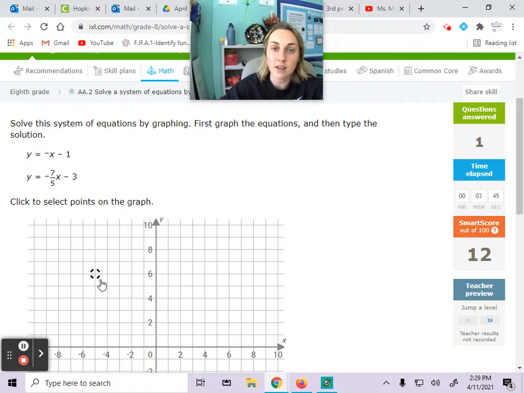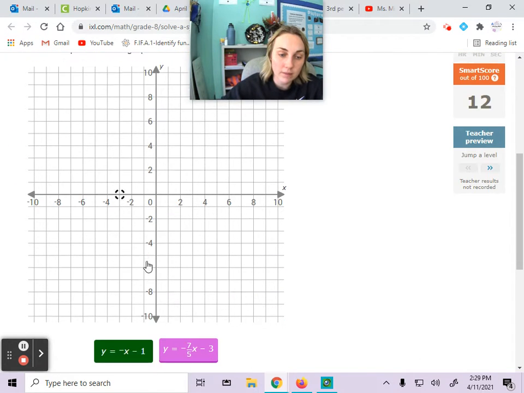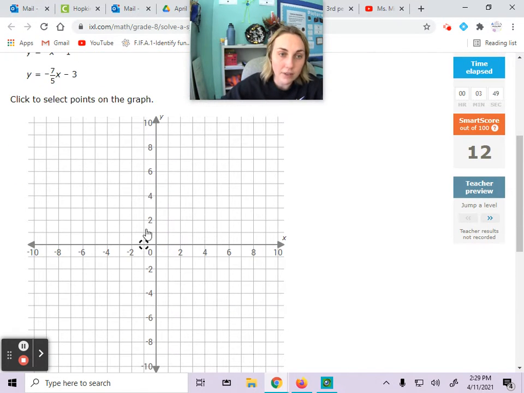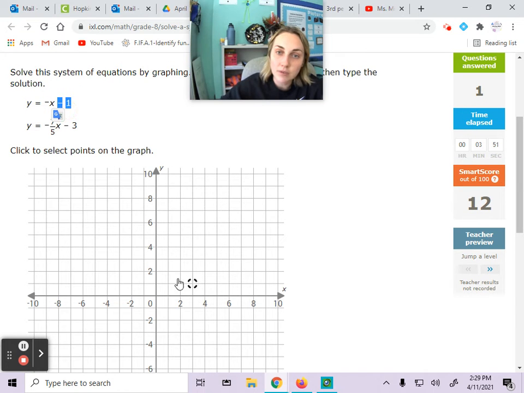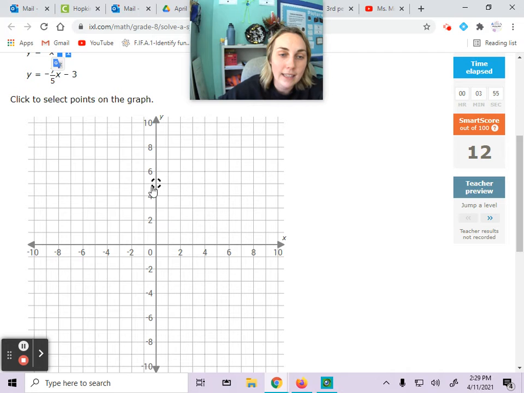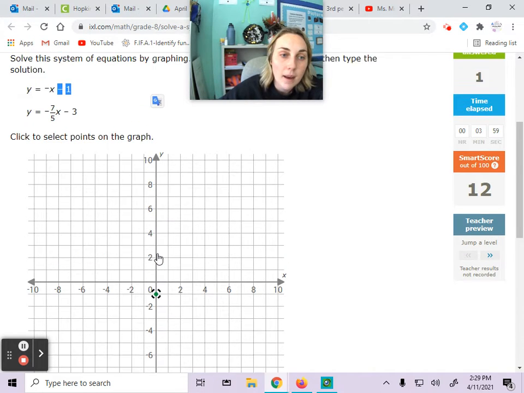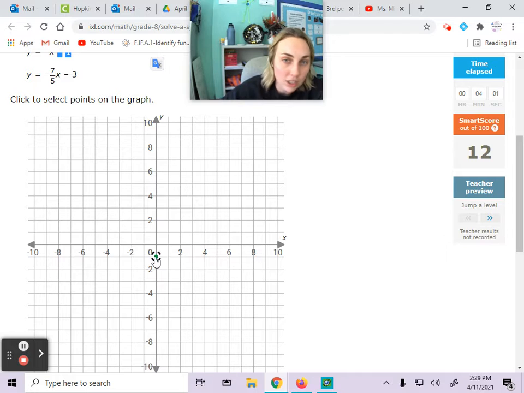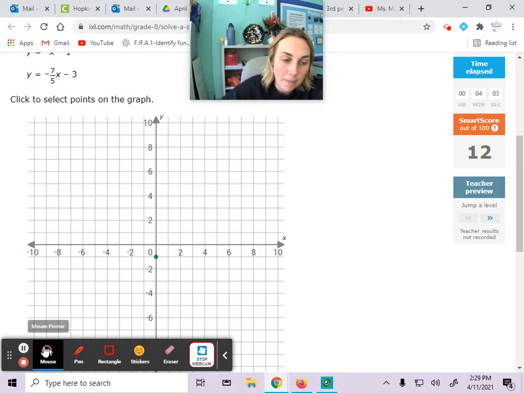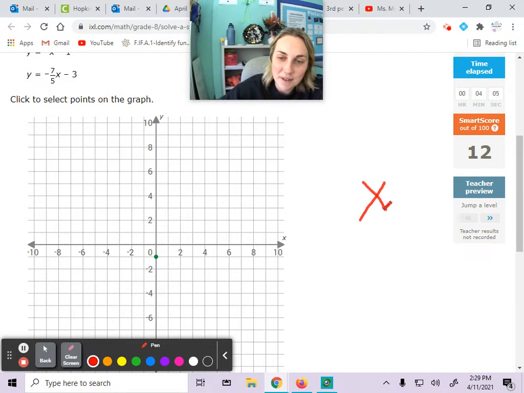Okay? Same thing here. Here's my first equation. I'm going to graph it first. I graph the y-intercept first. In this case, the y-intercept is -1. So on the y-axis, I'm going to locate my -1, and I'm going to click it. My slope, in this case, is just like the past one. When I have an x by itself, you have to automatically assume there's a 1 in front of it.